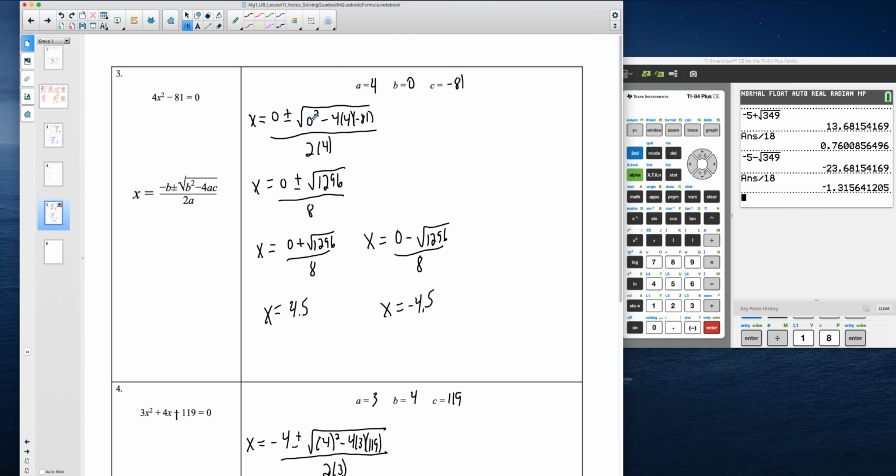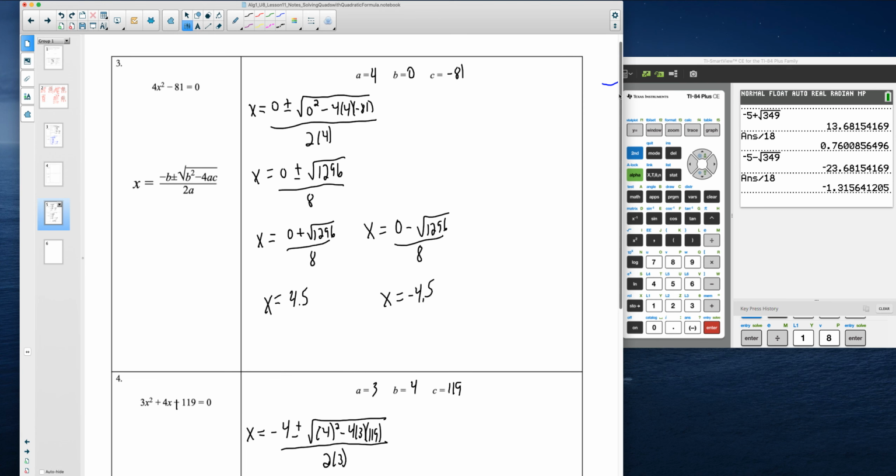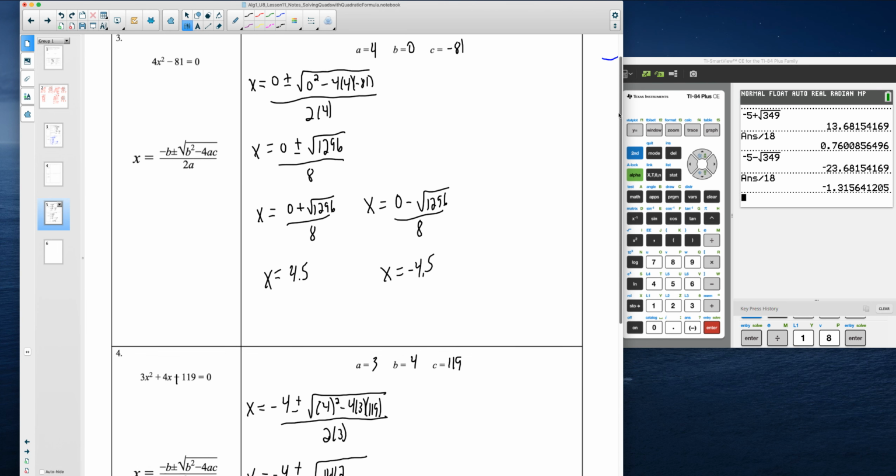All right, so you can see how I filled everything into our quadratic formula. We still have this 0 sitting out here. And so I have plus or minus the square root of 1296. I split those two up. I get 4.5, and I get negative 4.5. So be ready to recognize when B is equal to 0. Really, you're either going to have B equal to 0, or it's possible you could have C equal to 0 sometimes as well. You will always have an A value, because if you don't have an A value, then it would not be quadratic. It would be linear.